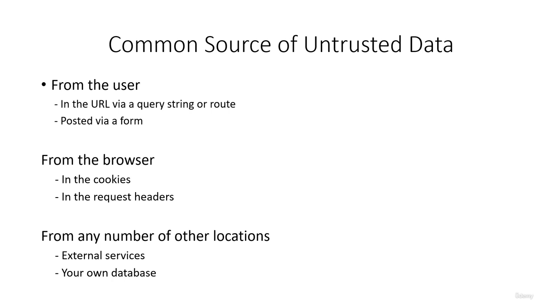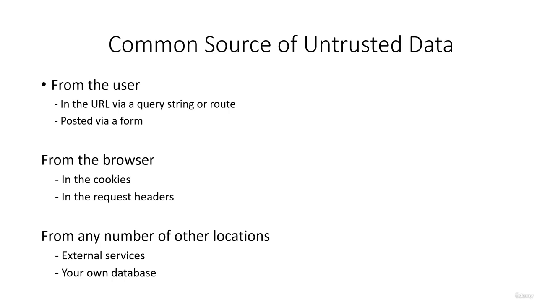Finally, there are a bunch of other locations that untrusted data can come from. For example, if you consume an external web service, that is a source of untrusted data. You need to make the assumption that there could be a malicious payload in the data, not necessarily because the system you are consuming it from is trying to do evil, but because if it gets compromised, that could affect your own database and could introduce untrusted data.